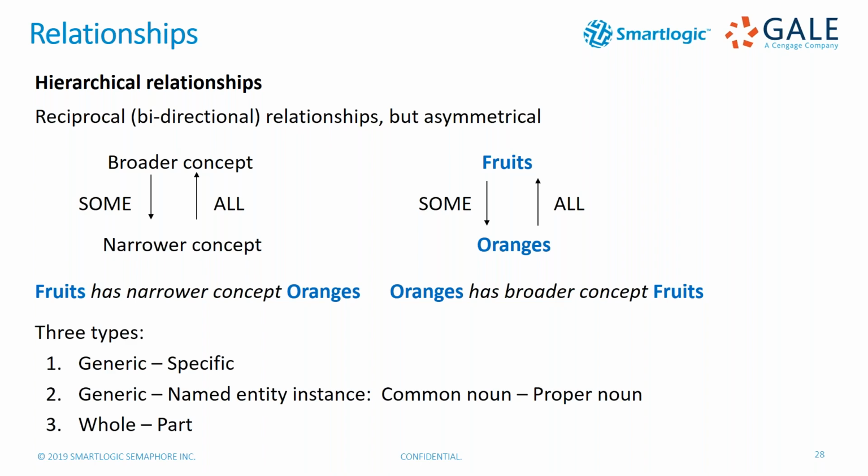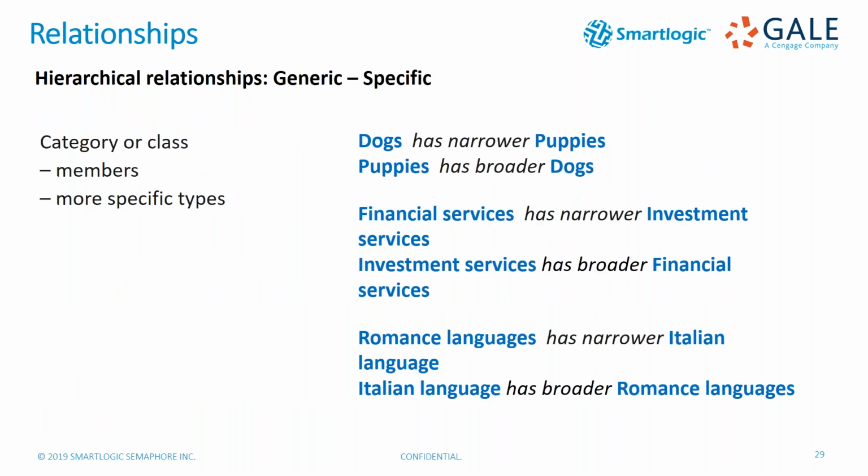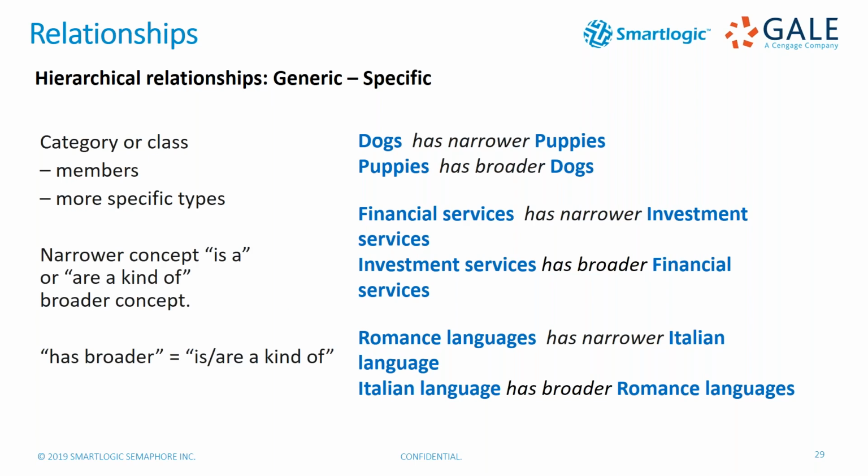According to the standards, there are actually 3 subtypes: generic-specific, of which this is an example, generic-instance, the named entity from a common noun to proper noun, and the whole-part. More on the generic-specific, you can think of some grouping, category, a class, and its members, and more specific types. In this case, the way to test it is, you think, can I create a relationship that's hierarchical between these 2 concepts? You put it as the narrow concept is or are a kind of broader concept. So in this case, puppies has broader dogs, puppies are a kind of dog. Yeah, that works. That makes sense. So that's valid. So has broader is the same as is or are a kind of.